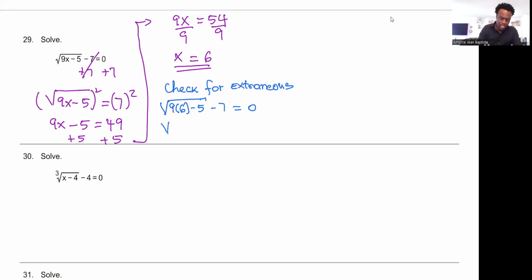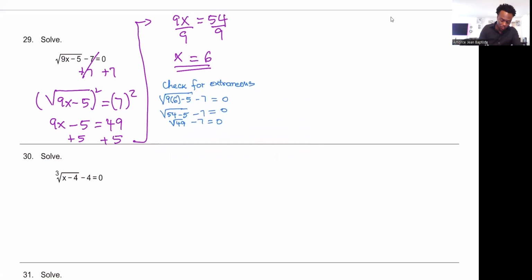So that is the square root of 9 times 6, which is 54, minus 5, minus 7. So that's the square root of 49 minus 7 equals 0. We think that should be 0. After that, the next step is to solve the square root of 49. The square root of 49 is 7, minus 7 is 0. So we have 0, and 0 is 0. So that checks my solution. And then I can now present the solution of my equation, that is 6.